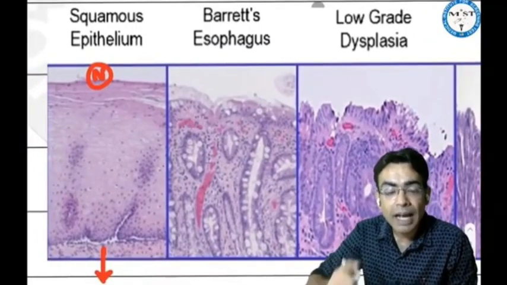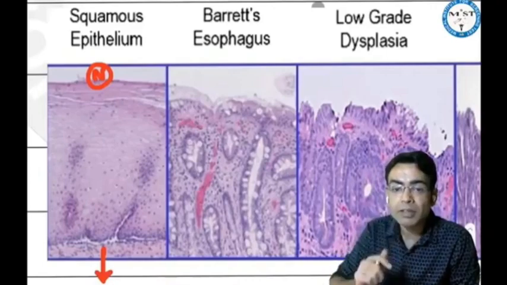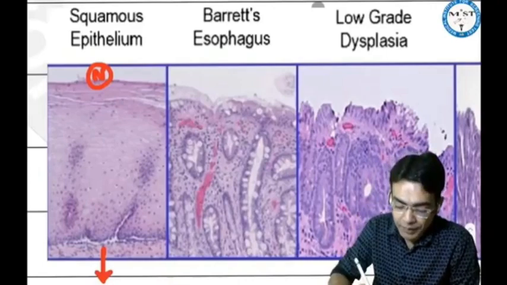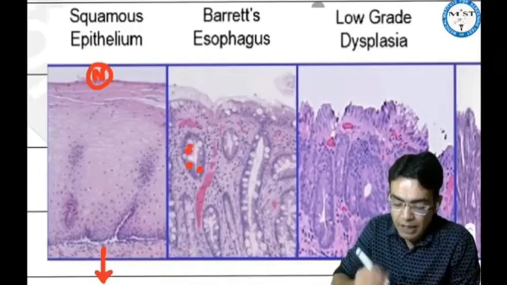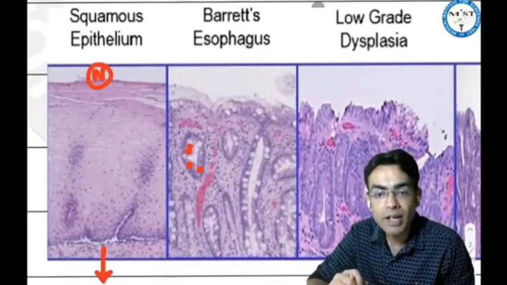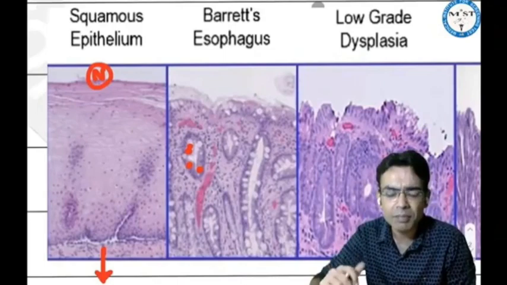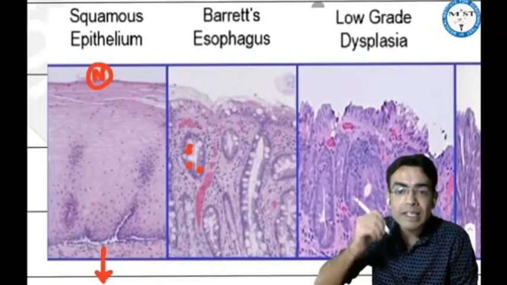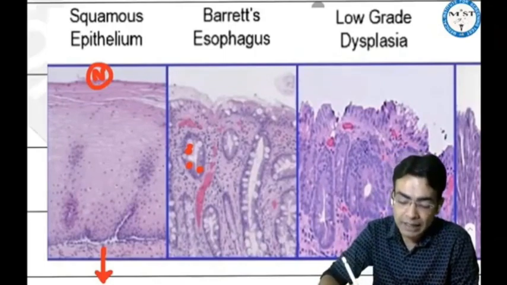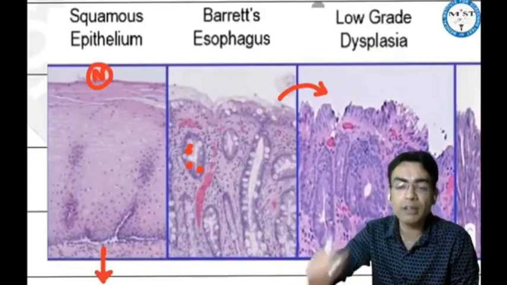The glands have come. And then you must be seeing these blank spaces, this space, this space, this space. What are these cells? These are goblet cells. So as soon as you see glands and goblet cells, you are saying it's a Barrett's esophagus. Very simple. Now, if the insult does not stop here, beta, then this thing moves towards this.